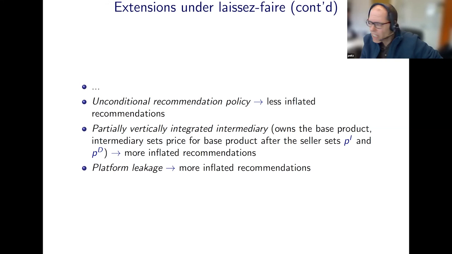Perhaps one last thing I want to mention, given time, is that we also look at platform leakage. Platform leakage is the situation where consumers can first go to the indirect channel, obtain a recommendation, and then still decide to go to the direct channel afterwards. If that applies to a fraction of consumers, not to everybody, then what we will actually get is more inflated recommendations. So it's not only that inflated recommendations remain robust; on top of that, these inflated recommendations hold for a larger set of circumstances.